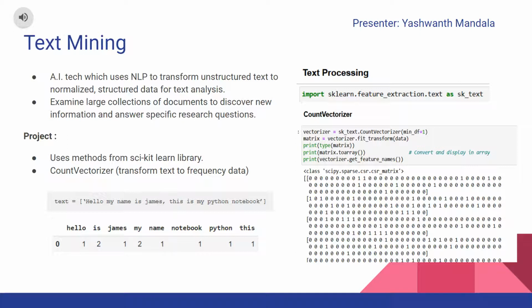Text mining is an AI technology which uses natural language processing to transform unstructured text to normalized and structured data for further text analysis. It is mainly used to examine large collections of documents to discover useful insights and answer specific research questions. In our project, we made use of methods from scikit-learn library, and one such method is count vectorizer. It transforms text to frequency data, and below is an example of how it's done.